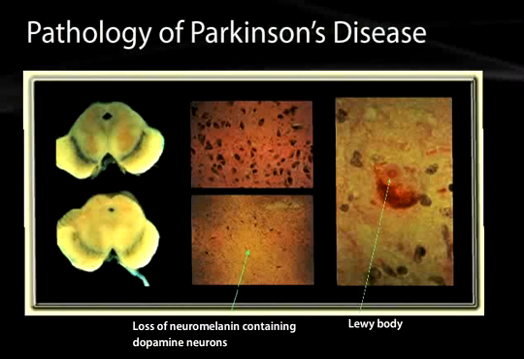The loss of neuromelanin is the cause of the decrease in darkness of that substantia nigra. This is an unstained section, so it's not a staining of darkness. It's actually just the neuromelanin that appears dark here. In addition, you can see a Lewy body, which is the pathologic hallmark of Parkinson's disease, inside of a cell, seen here.